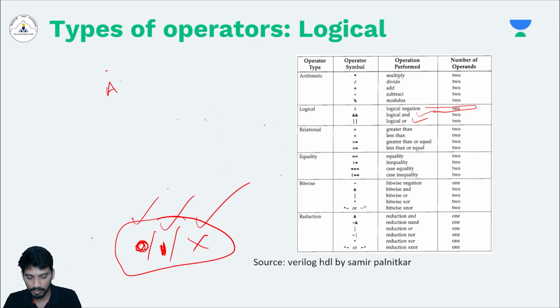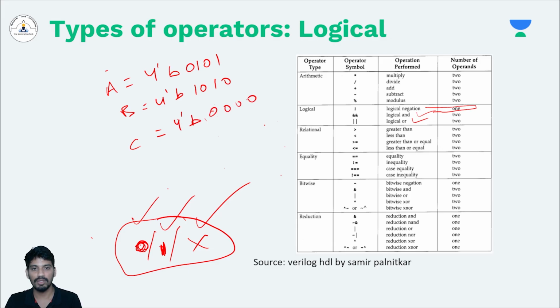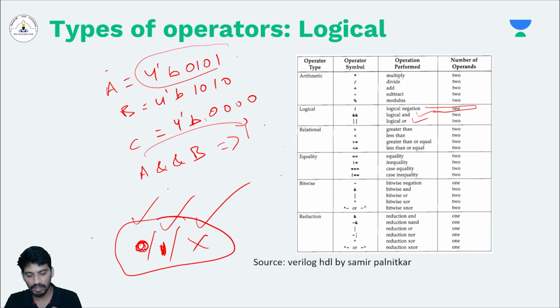So let's take an example. A is equal to 4'b0101, and B is equal to 4'b1010, and C is equal to 4'b0000. So if I do the logic operation of A and B, then A will be considered as 1 because it has a non-zero value, and B also has a non-zero value, so it will also be considered as 1. Then my logic operation will result in an output of 1 and 1 is 1.